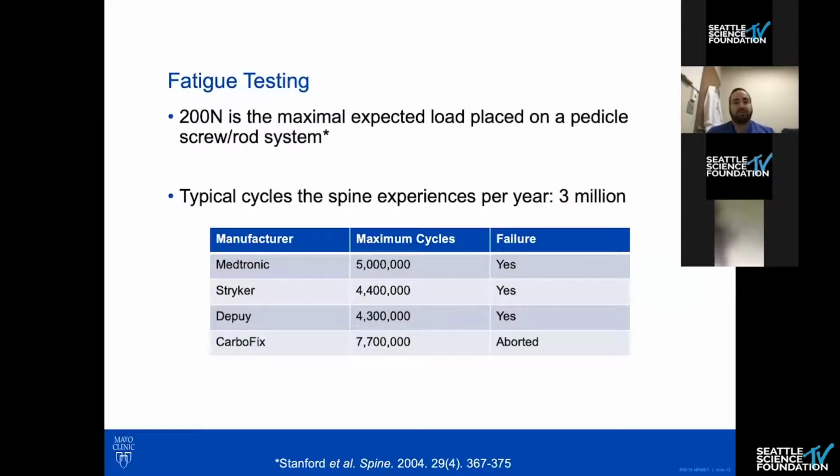So this is to that point again, the typical spine undergoes around 2 to 3 million cycles per year. And when you look at the cycles leading to failure, in general, it's somewhere between 4.3 million and 5 million cycles. With the current implant that's been tested that I've been using, which is the CarboClear CarboFix system, their systems were aborted at 7.7 million cycles.